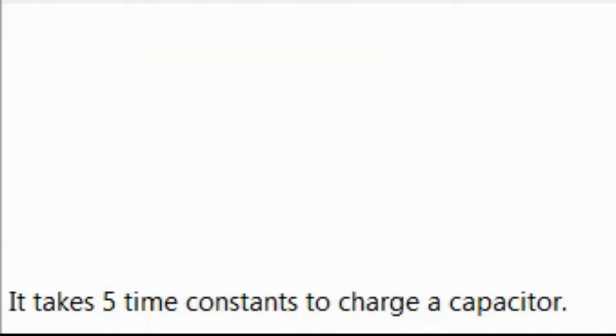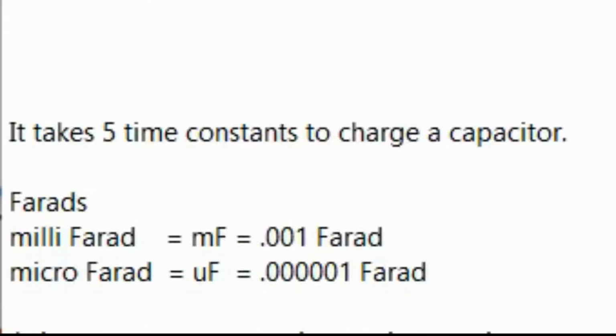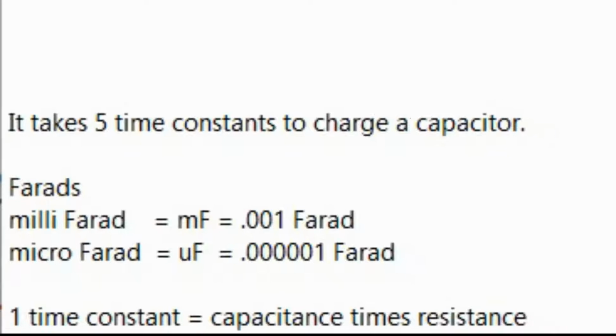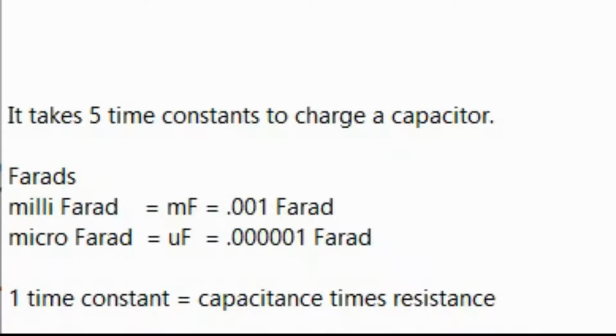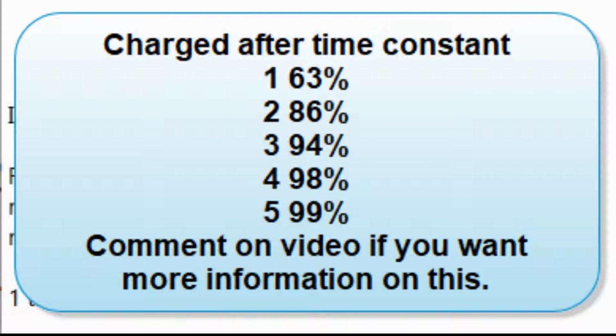And capacitors, if you remember, are measured in farads. 1 millifarad is 0.001 farads. 1 microfarad is equal to 0.000001 farad. This is important to remember when you're calculating out the RC time constant. 1 time constant is equal to capacitance times resistance. Each time constant gets us approximately 63% of the remaining voltage needed to charge the capacitor.